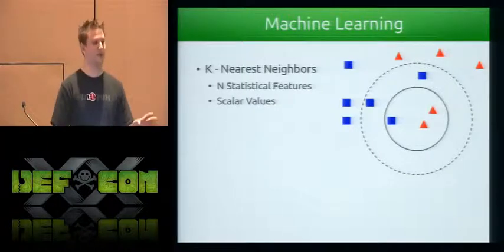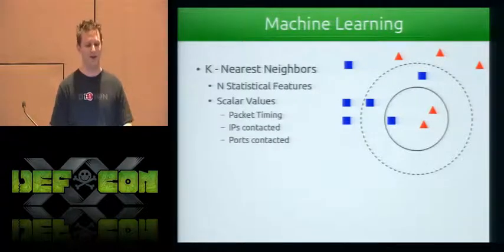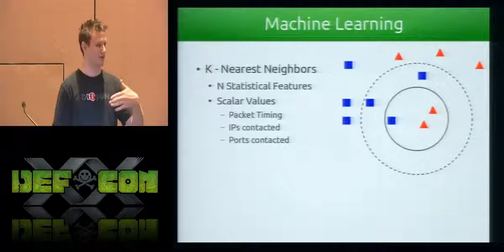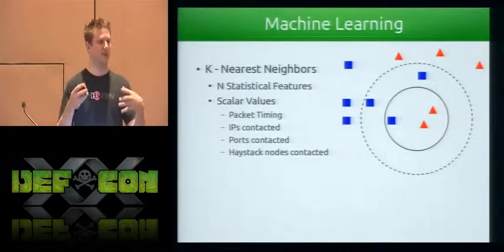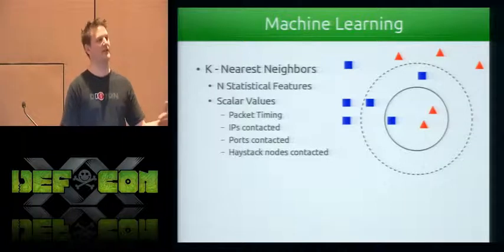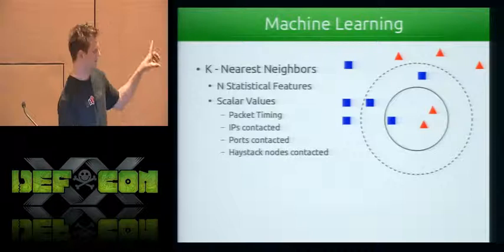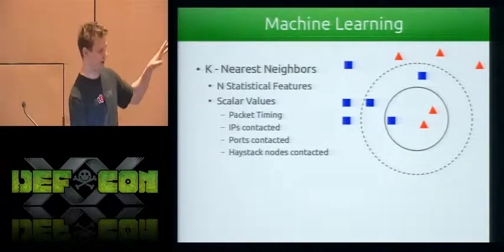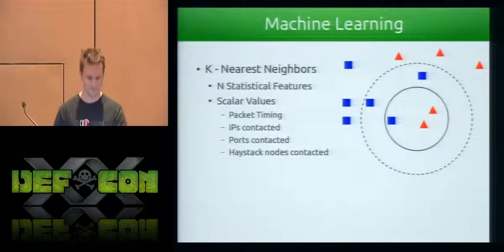Every node on your network is a suspect, and you measure statistics for them, like packet timing, IPs contacted, how many unique ports they have contacted, and how many of the haystack, which is these fake nodes we have, what percentage of them they have contacted. Is it 100%? Is it 0%? Then you graph these, since they're all scalar values, on an n-dimensional graph. Here is shown a 2-dimensional graph for budget cut reasons.